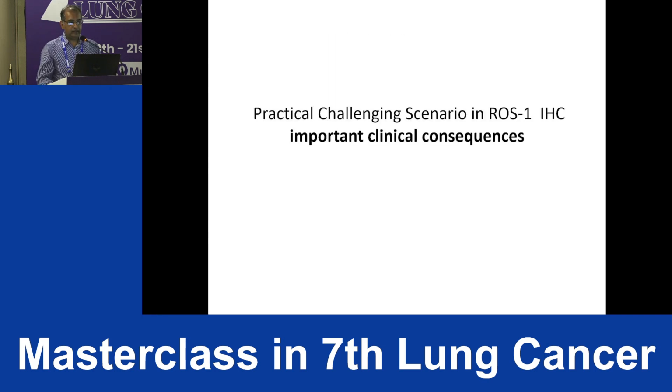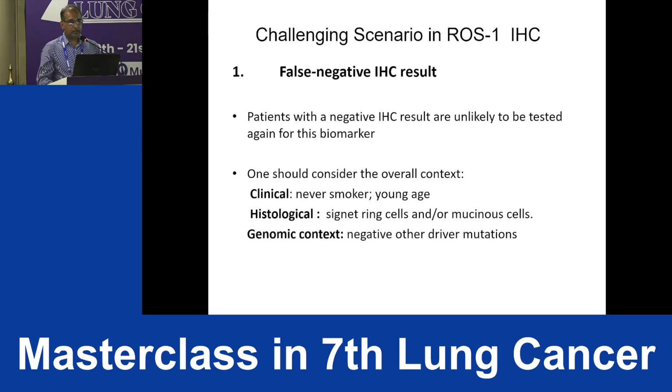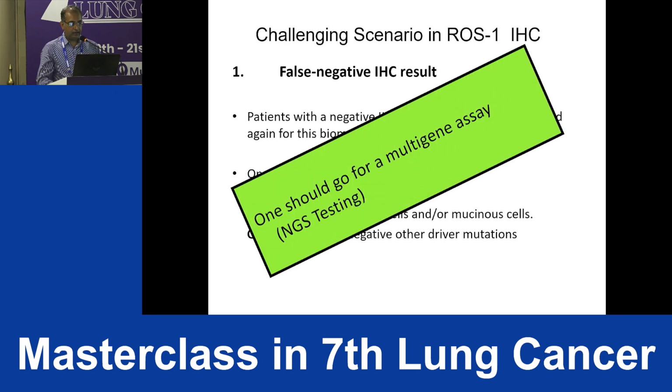There are some practical challenging scenarios in ROS1 IHC. First is false negative IHC results. Patients with negative IHC results are unlikely to be tested again for this biomarker, hence sensitivity is kept high by these clones. So if it is negative, one should consider the overall context of the presentation and go for a multi-gene assay, NGS.